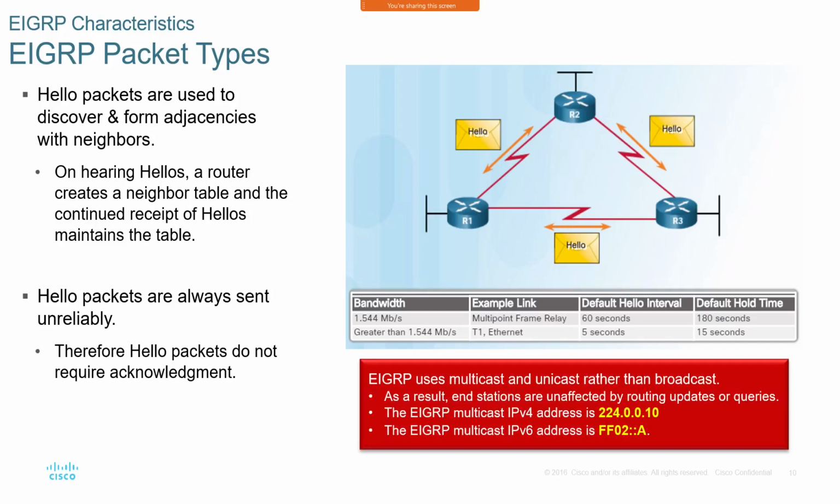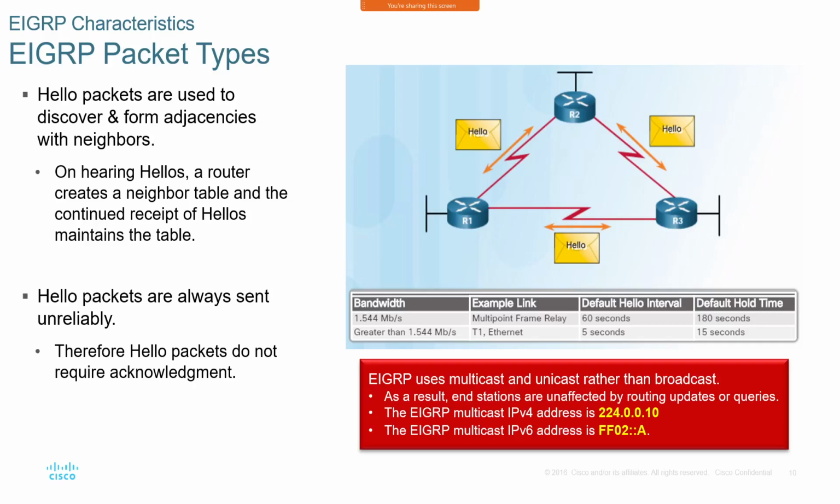EIGRP uses multicast in order to exchange messages, and unicast rather than broadcast. So we have no broadcast messages. Router 1 will not send broadcast messages to all the routers here. It will actually send a multicast message. Once we configure a router to be EIGRP, we are basically telling the router to start listening to messages which are in the EIGRP multicast IPv4 address, which is 224.0.0.10. Once a router becomes a multicast group member of the IP address 224.0.0.10, it will accept the hello messages.